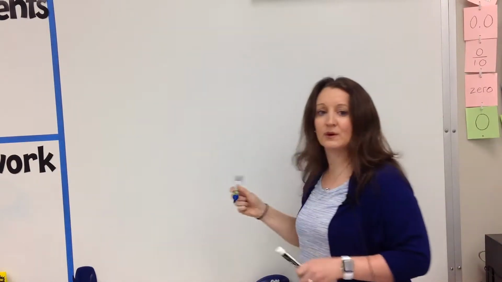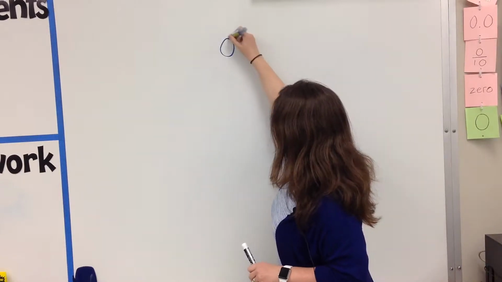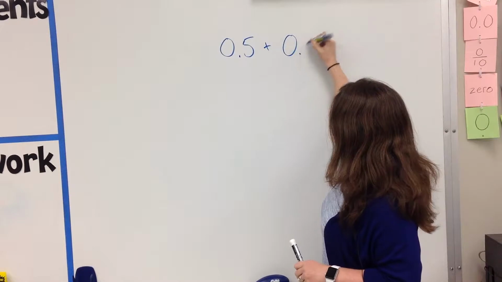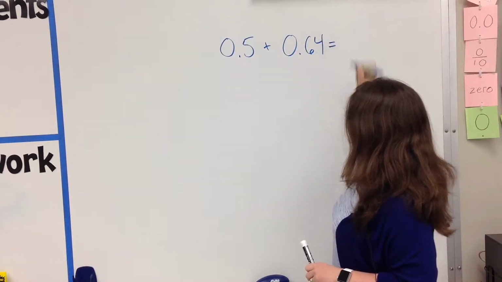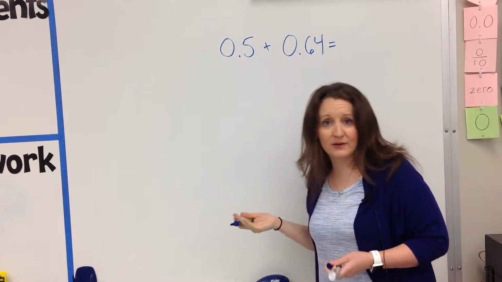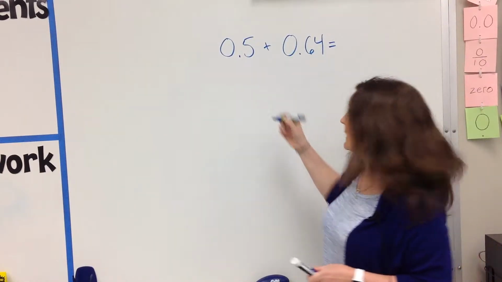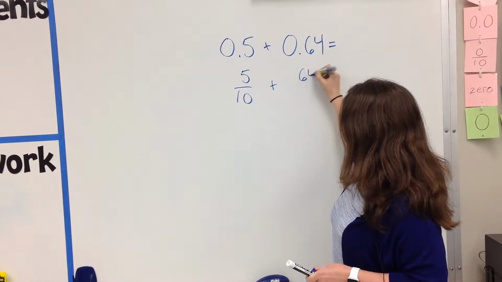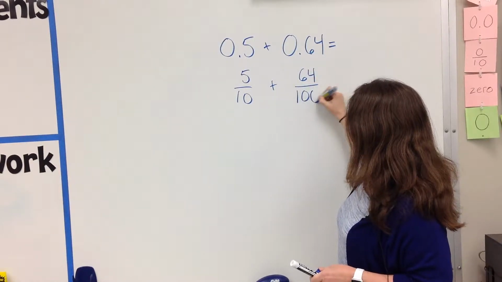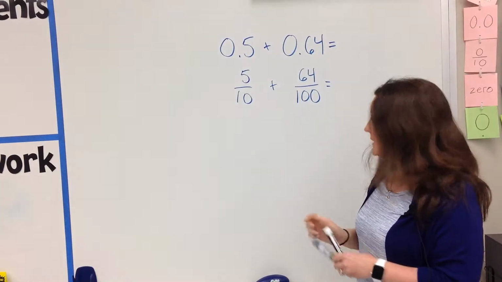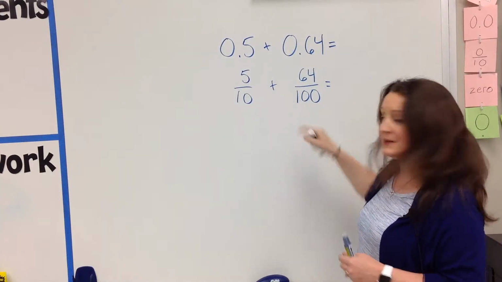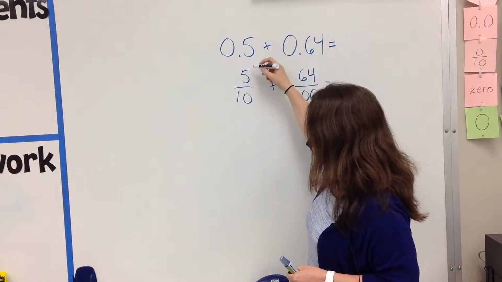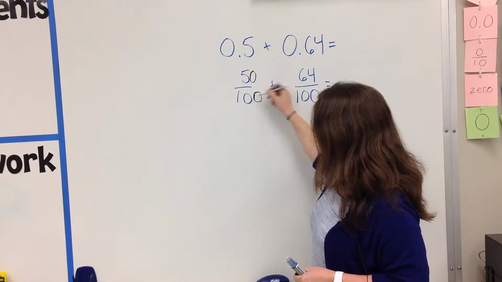The next example is a little more challenging, and you will see why in just a moment. We have 5/10 plus 64 hundredths. So again, I can use the same method, convert them into fraction form so that I can add them up. 5/10 plus 64 hundredths. Now I need to convert my tenths into hundredths so that my denominators are the same, and I know that 5/10 is equal to 50 hundredths.